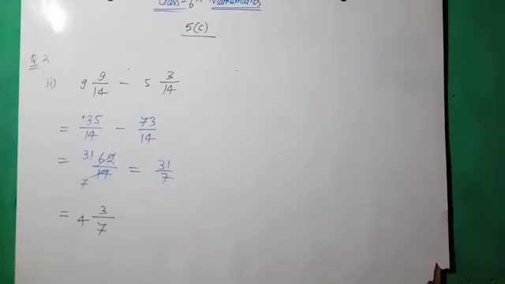Now question number 3. First question, first part. The LCM is 14, so we have to multiply the first number by 2 in numerator and denominator. Second part, again multiply by 2. In the third part, we have 1 by 6 and 7 by 9.